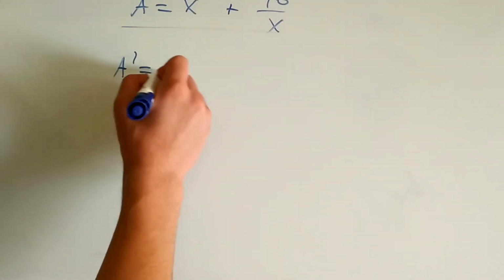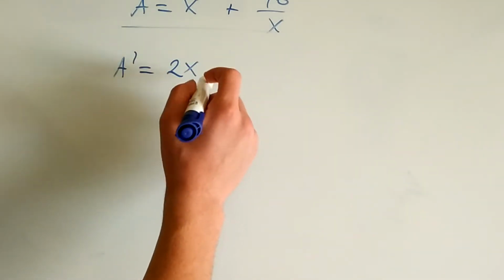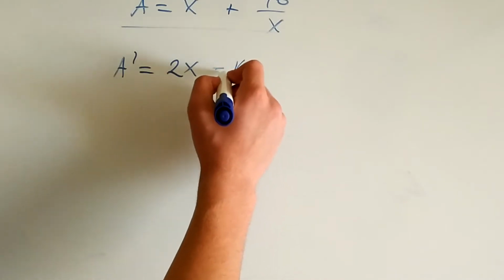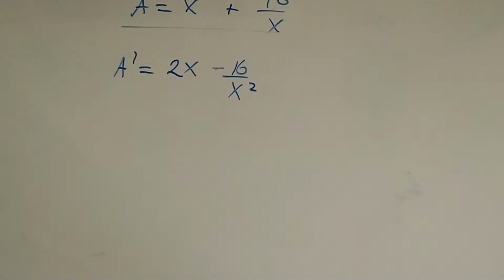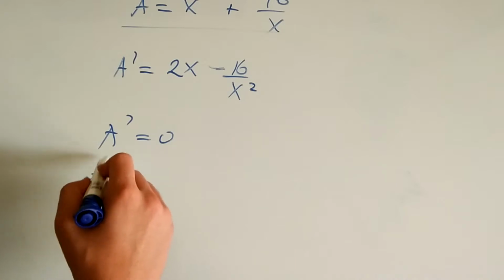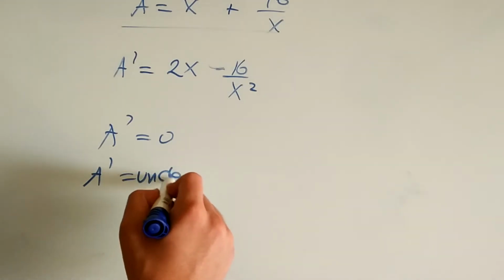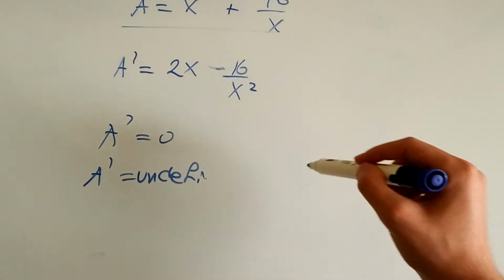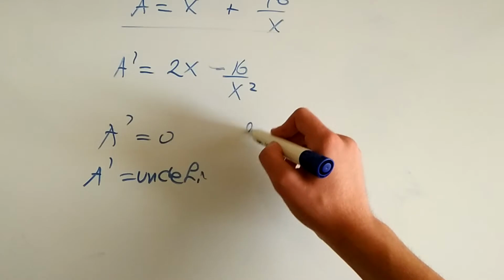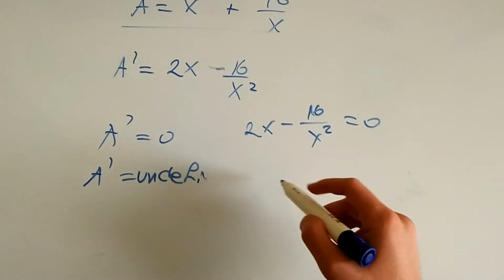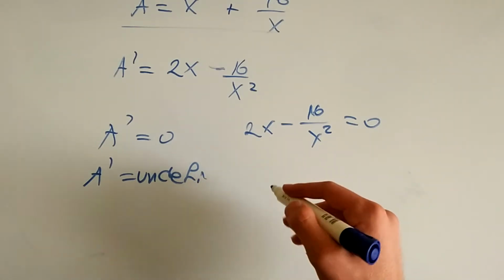So the first derivative would be 2x minus 16 over x squared. Now, since we're looking for the critical points, the derivative has to equal 0 or has to be undefined. So where does this derivative equal 0? Well, we can set it equal to 0, 2x minus 16 over x squared is equal to 0, and what we can do is multiply both sides by x squared.